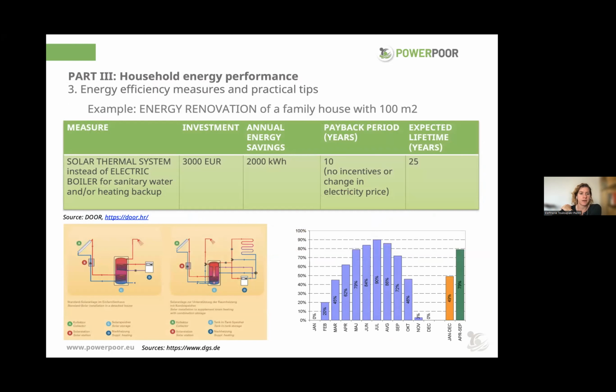And finally, a solar thermal system that could be installed instead of an electric boiler could save up to 2,000 kilowatt hours in a household, with an initial investment cost of 3,000 euros, which may be even less if only used for hot water, and with a payback period that could range from 5 to 10 years, and the expected lifetime 25 years.